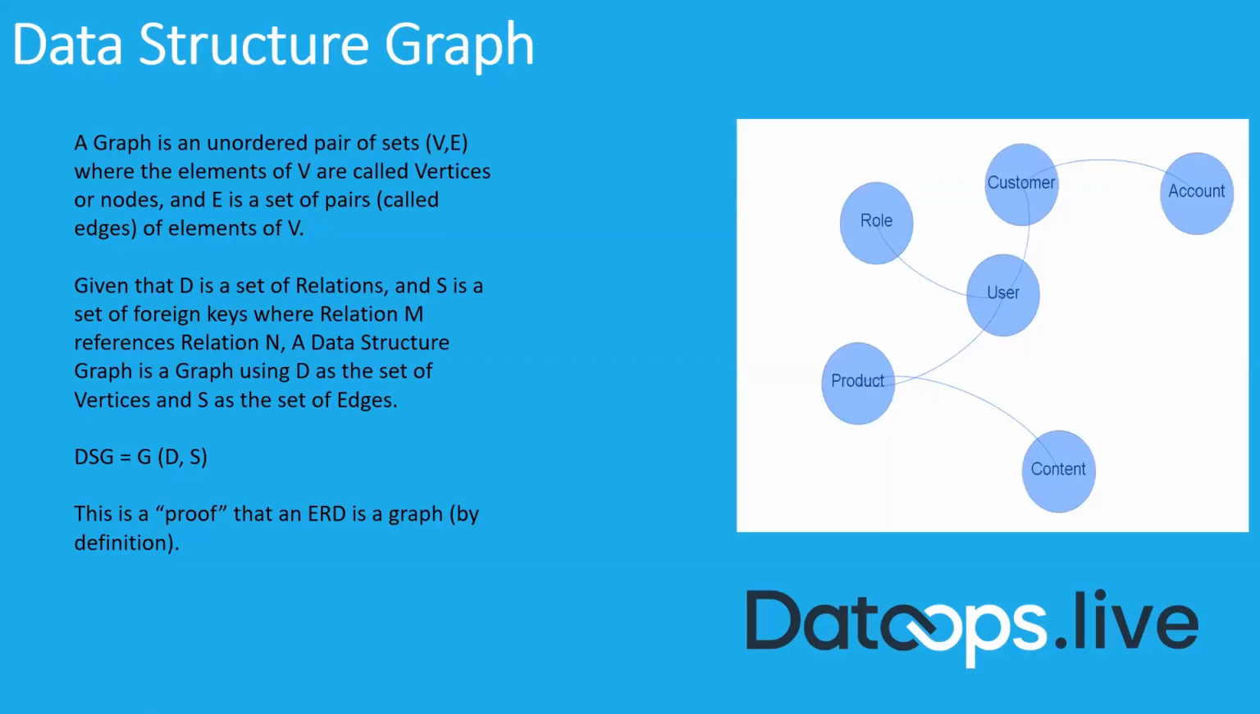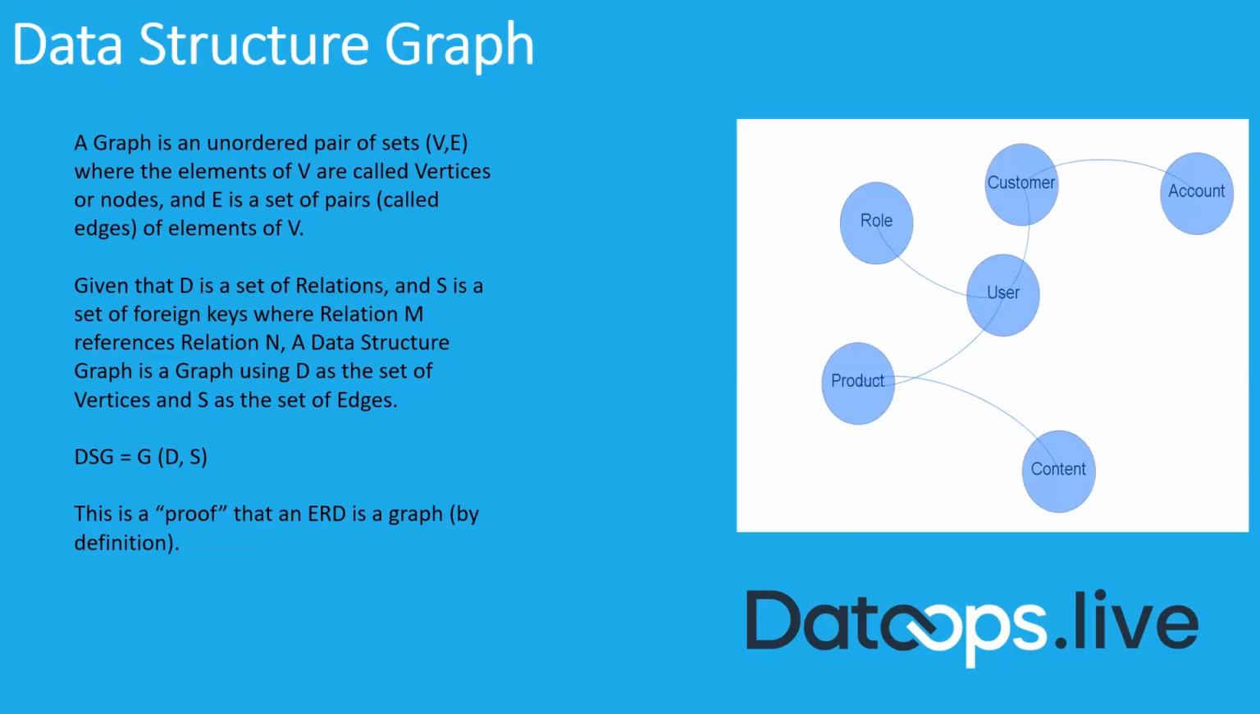One of the things that I came up with, or that I started calling a data structure graph, is really an ERD, but it is a mathematical representation. So a graph, this is a mathematical definition, is an unordered pair of sets, vertices and edges, where V are the vertices and E are the edges. So this is a vertex, each of the little circles, and then the lines, these are edges between them.